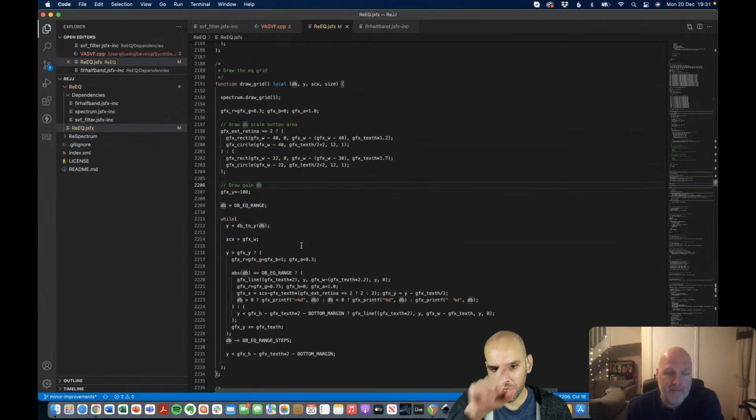So what happens when you drag a window from one monitor to the other? Does it reset the gfx_ext_retina variable, and you have to deal with that in your code? Yep, the variable changes. Interesting. I didn't know that.